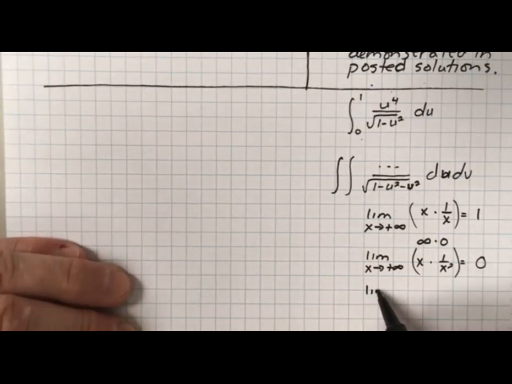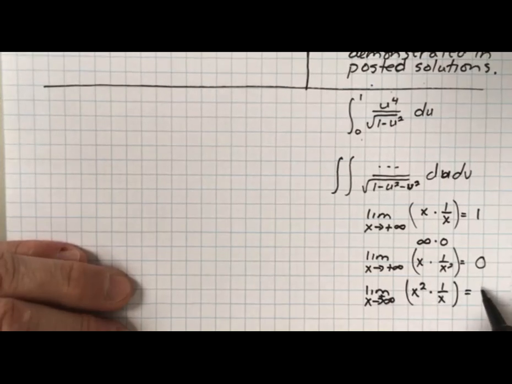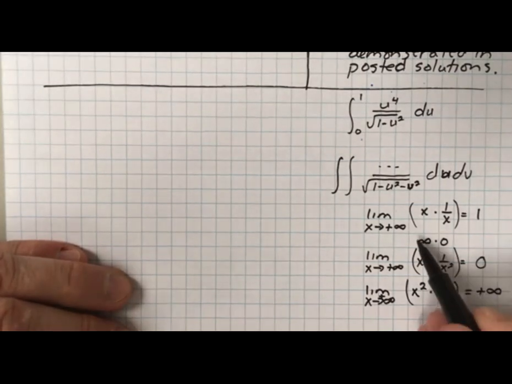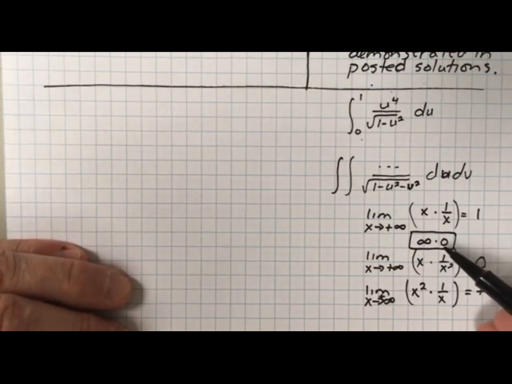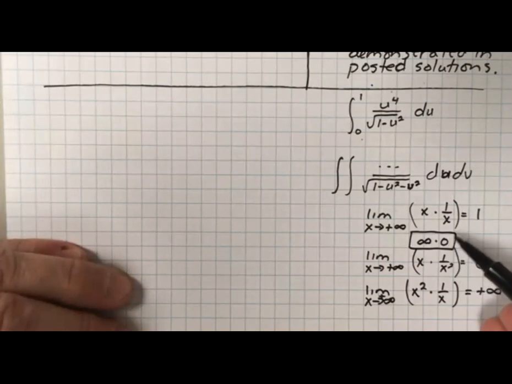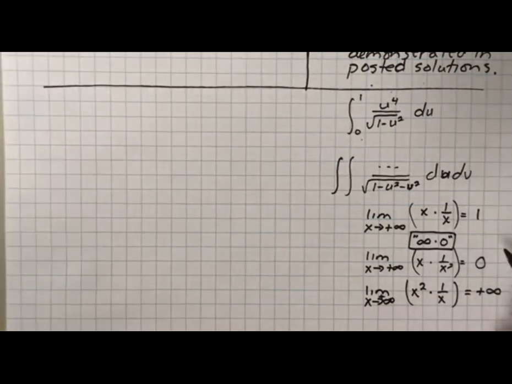And you can guess now that if I wanted to create something infinite, I could just say x squared times 1 over x. And this limit is in fact infinite. So that's a kind of silly example, but it focuses your attention on the fact that you cannot take any infinite value for granted. Infinity times zero could be 1 or 0 or infinity. I say infinity times zero here in quotes because we don't multiply with infinities.